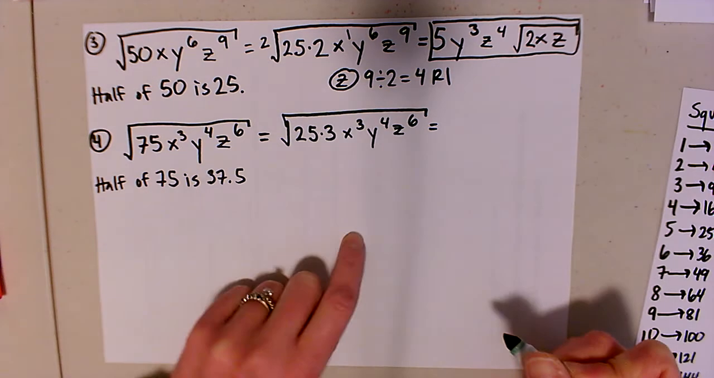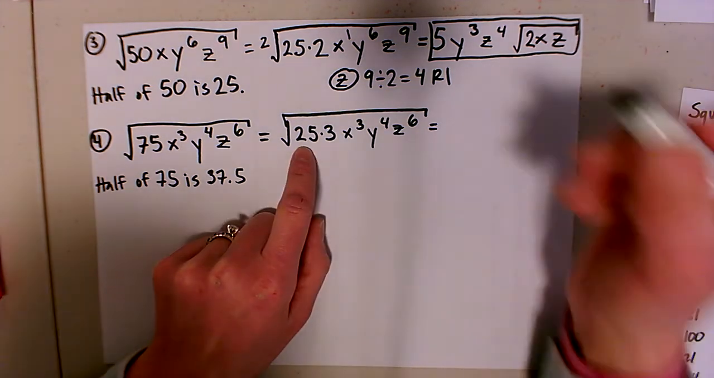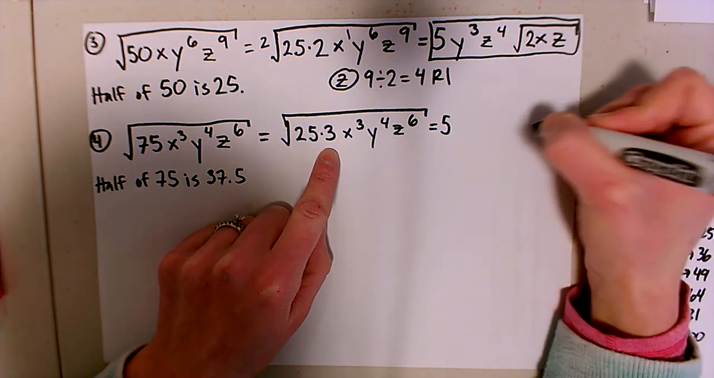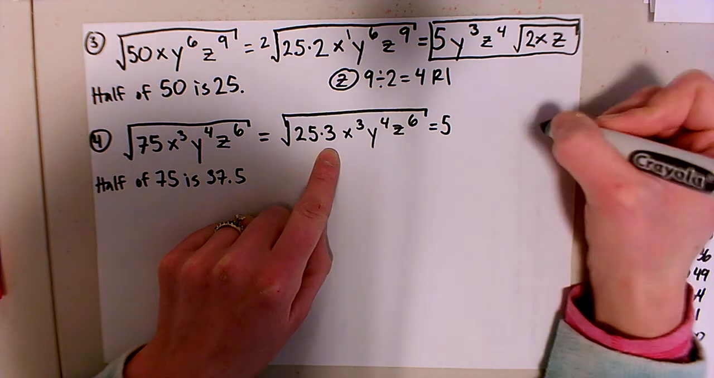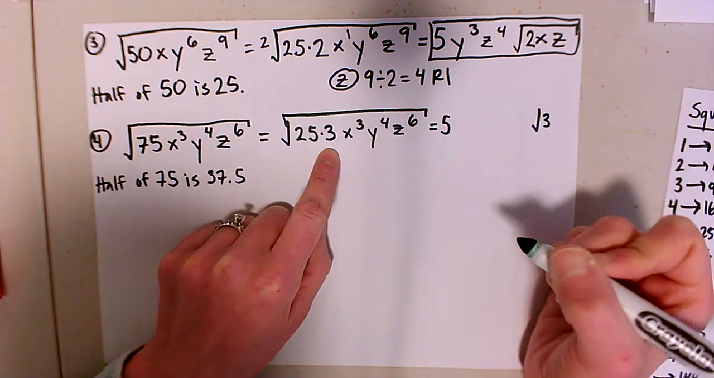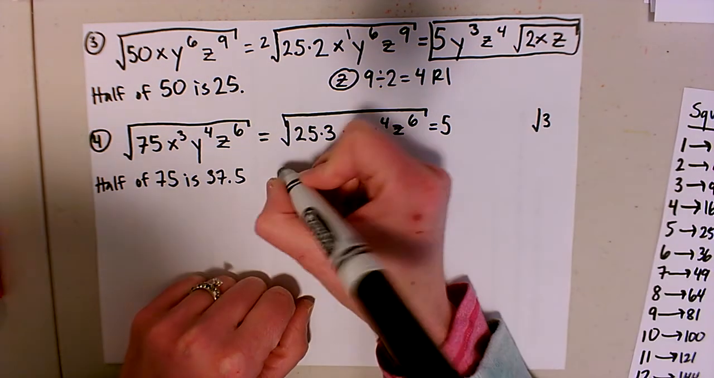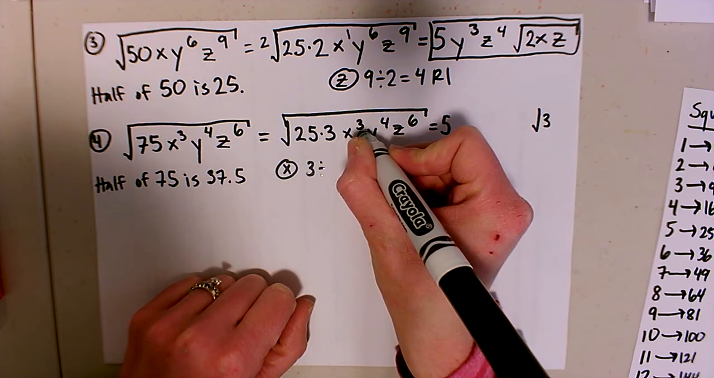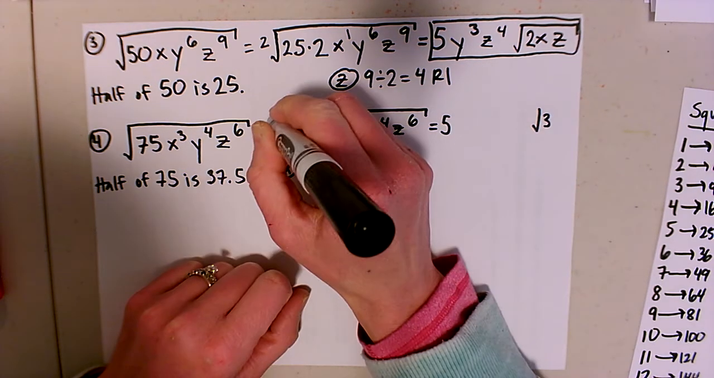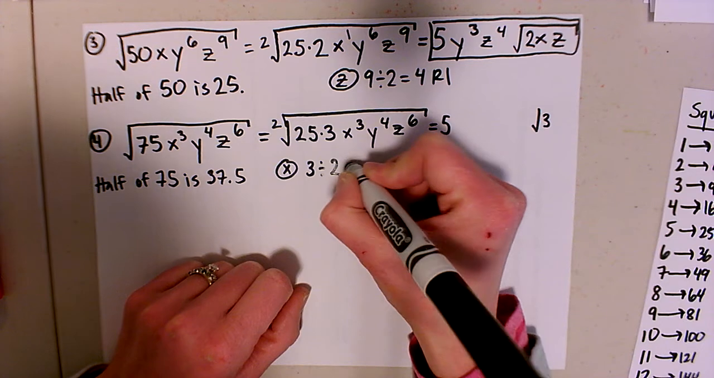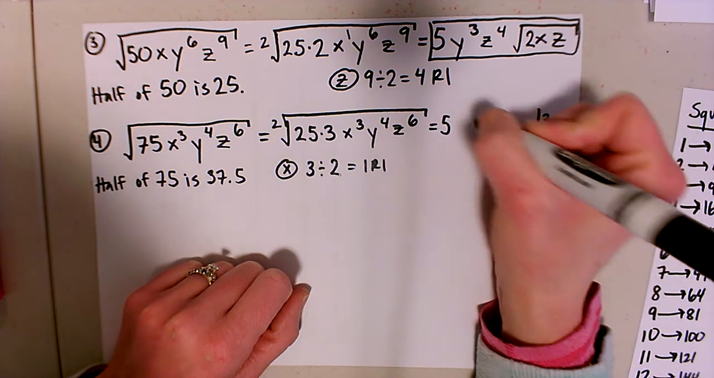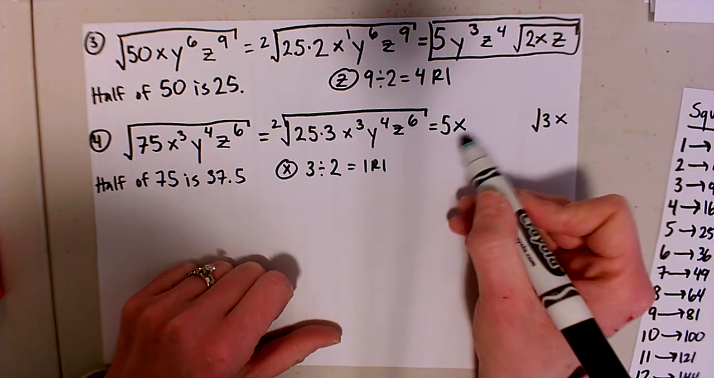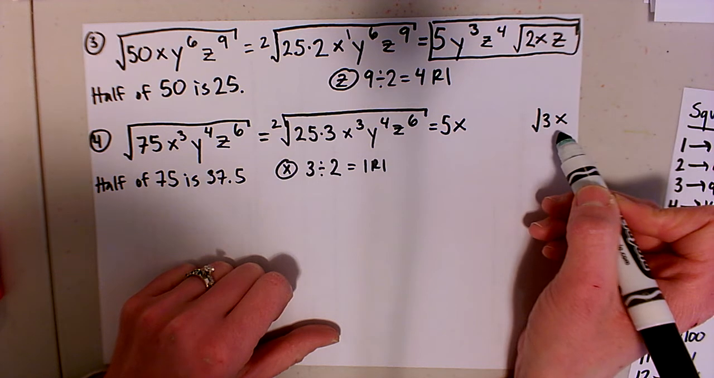Alright, so the square root of 25 is 5. We can pull that out. We can't do the square root of 3, so we're going to have to keep that on the inside. Now, the square root of x cubed, so to do that, I'm going to do 3, my exponent on the inside, divided by my root that I can't see, but I know it's 2. So 3 divided by 2 is 1 remainder 1. So that means I have an x to the 1 on the outside and an x to the 1 on the inside.